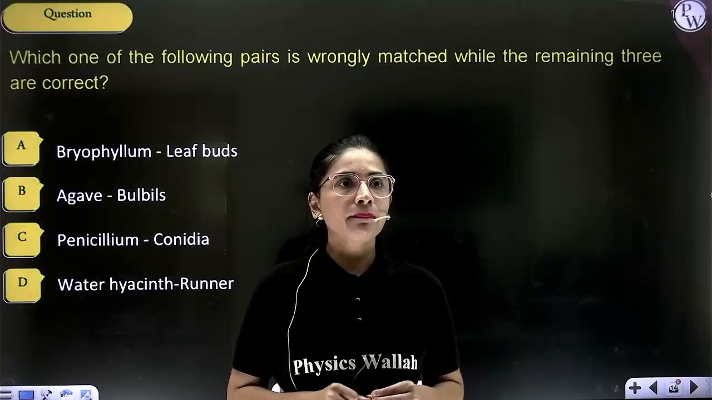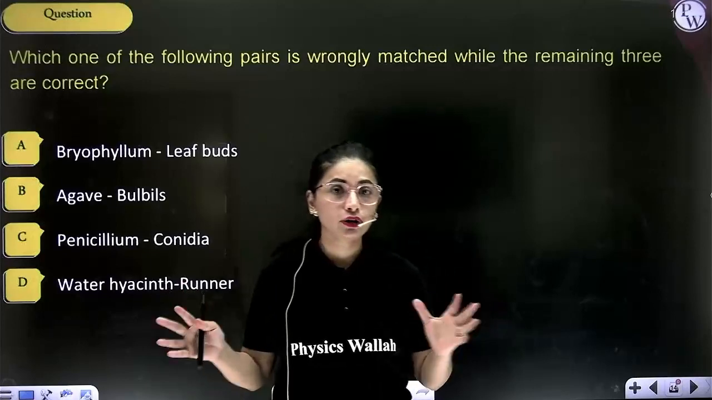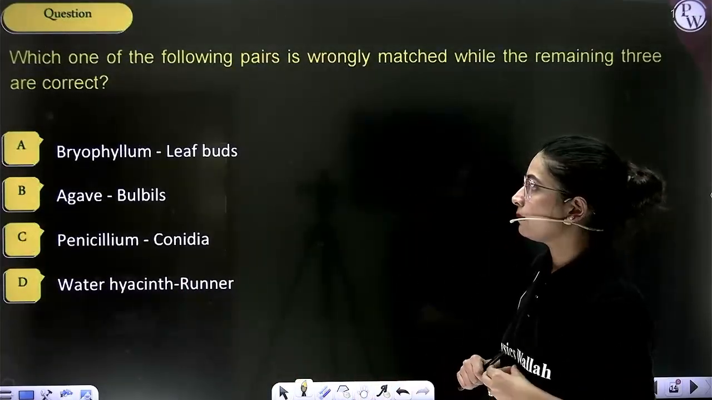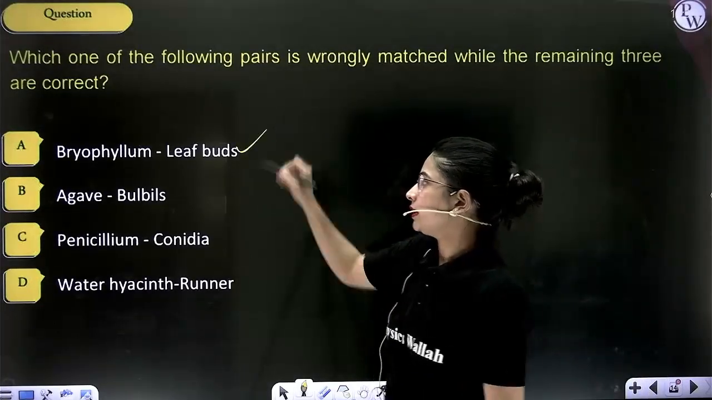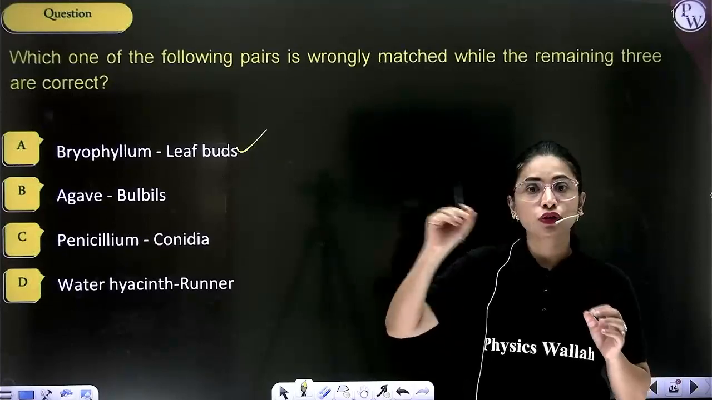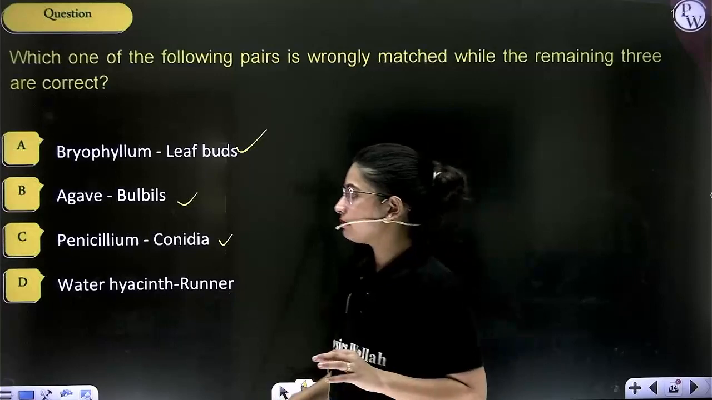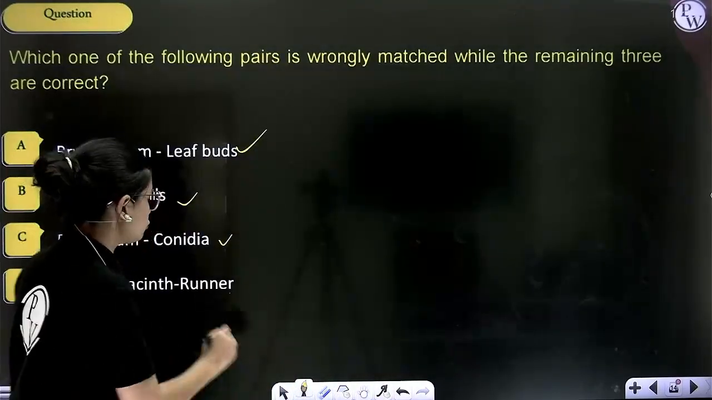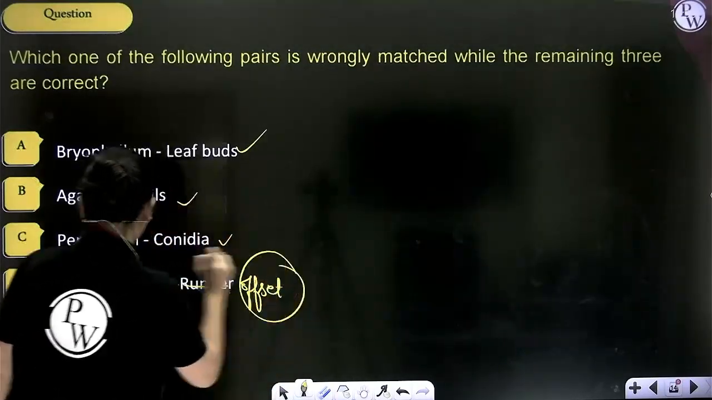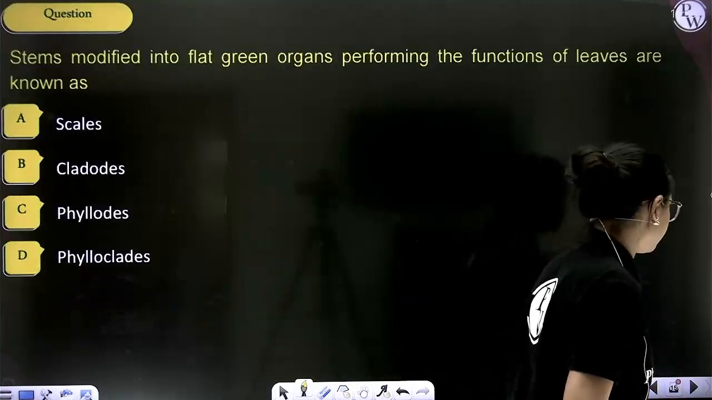Which of the following pairs is wrongly matched with the remaining? The remaining three are correct, so you have to choose the incorrect one, not the correct one. Bryophyllum, correct. Yes, they propagate vegetatively with the help of buds that arise from the notches of the leaf. Agave, right? Penicillium, right? But water hyacinth is not a runner. It is an offset. So the answer becomes D.